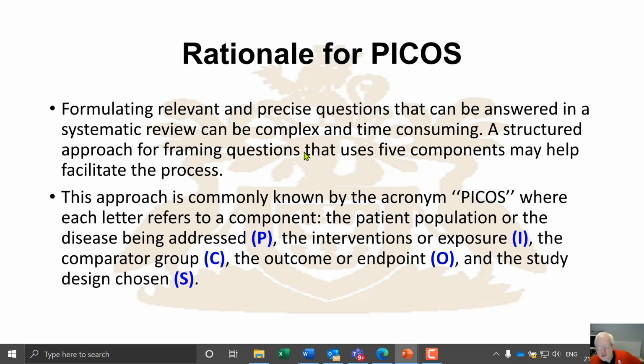So we're going to use 5 components. Well, we're actually only going to use probably 4 of these for this. We're actually going to do a PICO rather than a PICOs. We tend not to use study design unless they are more clinical based studies. So each letter refers to a key thing. So the P is your population or the patient group. The I is the intervention or what they're exposed to. The C is the comparator. The O is the outcome or the end point.